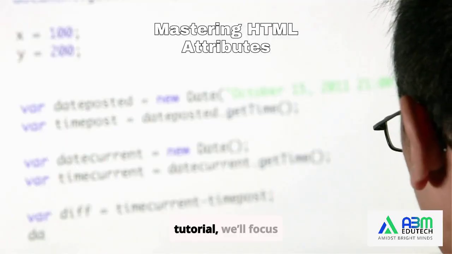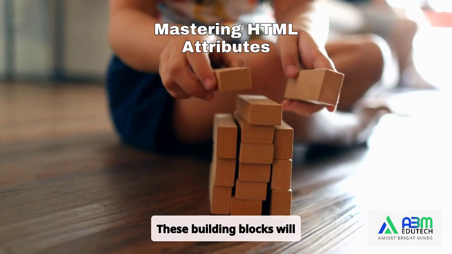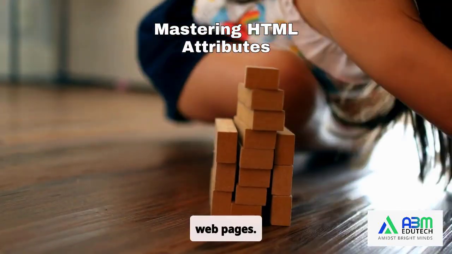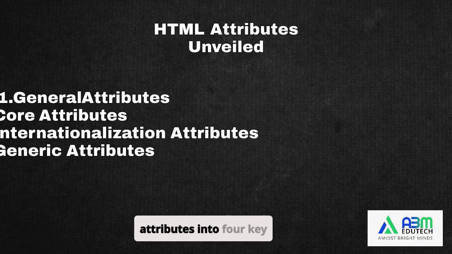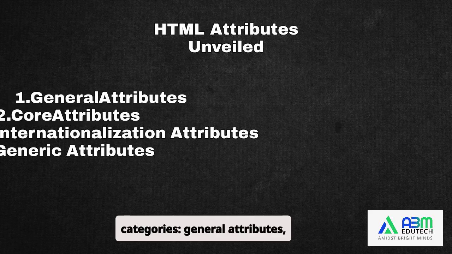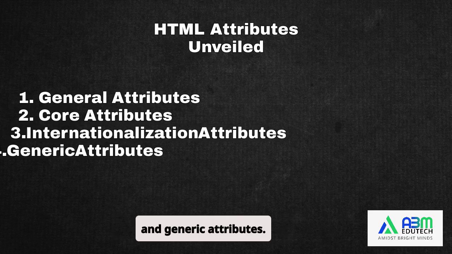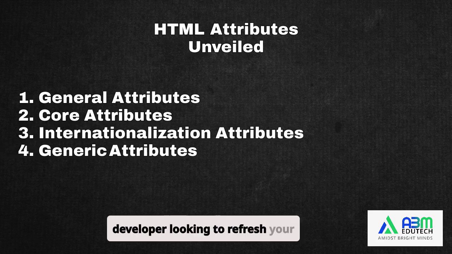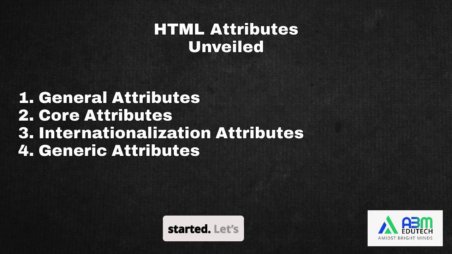In today's tutorial, we'll focus on a fundamental topic in web development, HTML attributes. These building blocks will help you create dynamic, functional, and user-friendly web pages. In this video, we'll break down HTML attributes into 4 key categories: general attributes, core attributes, internationalization attributes, and generic attributes. Whether you are a beginner or an experienced developer looking to refresh your knowledge, this guide is packed with everything you need to get started. Let's dive in.